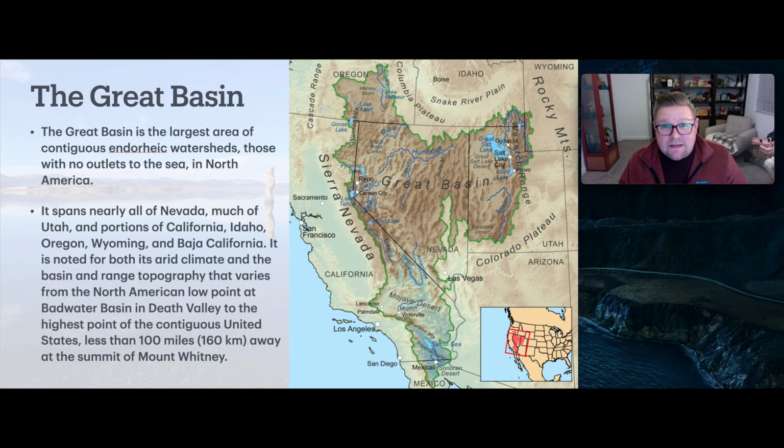All right, so in the beginning, where is the Great Basin? Here's a great map showing it. You can see the Great Basin takes up almost all of Nevada, up into Oregon, Idaho, even into Utah. We're really focused mostly on what's going to be in California, okay?